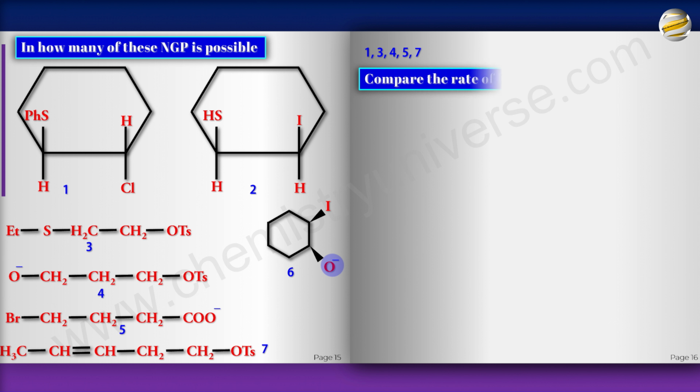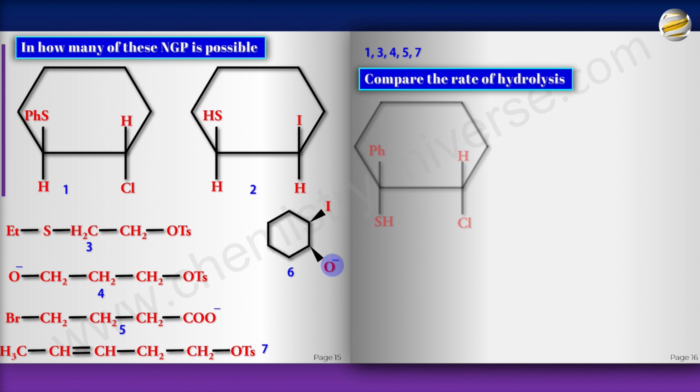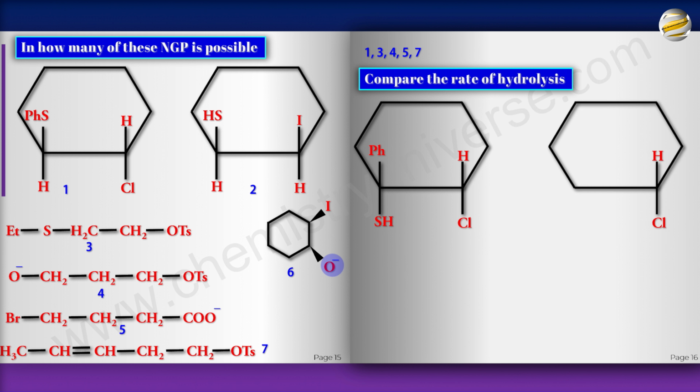So now compare the rate of hydrolysis, that means reaction with water to form an alcohol, of these two alkyl halides. Now first of all, find out which will have NGP. Obviously, the first one. And the one with the NGP is always faster. So 1 is more than 2. And if you want to look at the order, it is 70,000 versus 1.